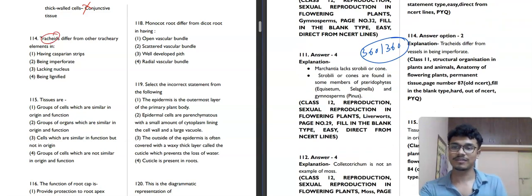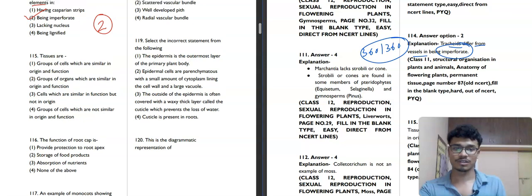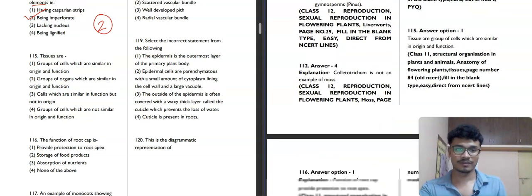The tracheids differ from other tracheary elements in having Casparian strip, being imperforate, lacking nucleus or being lignified. So tracheids differ from vessels in being imperforate. So second option is our correct answer. I'll move towards the next question. That is question number 115.